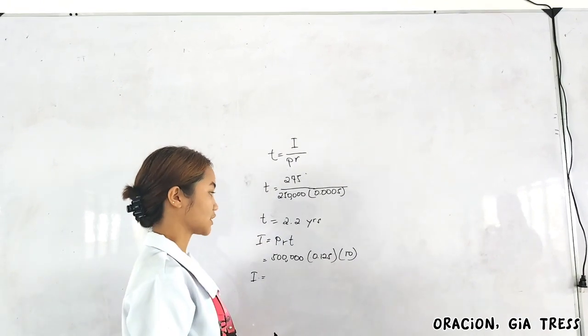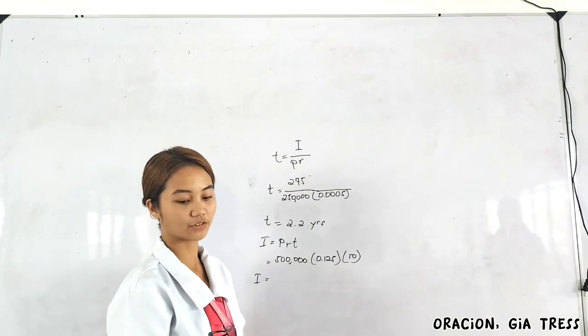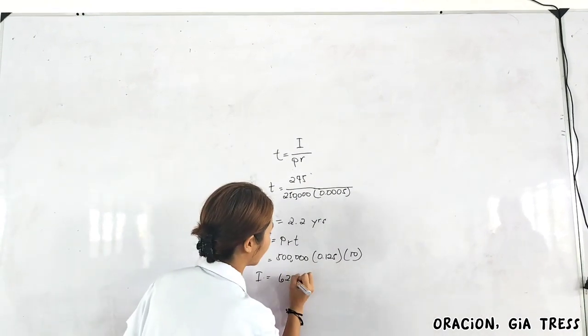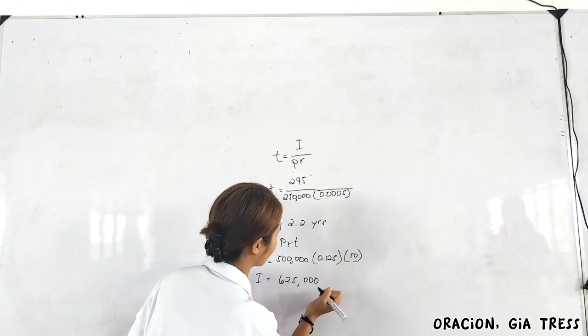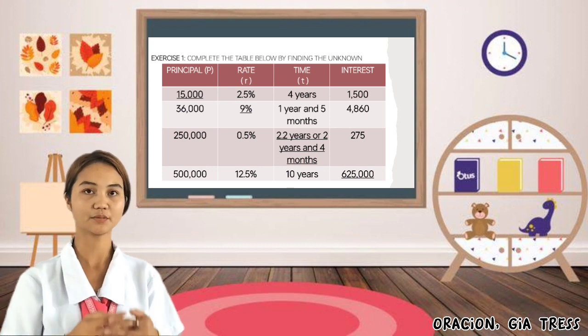So, 500,000 times 0.125 times 10 is equal to 625,000, which is the interest shown in the fourth problem.